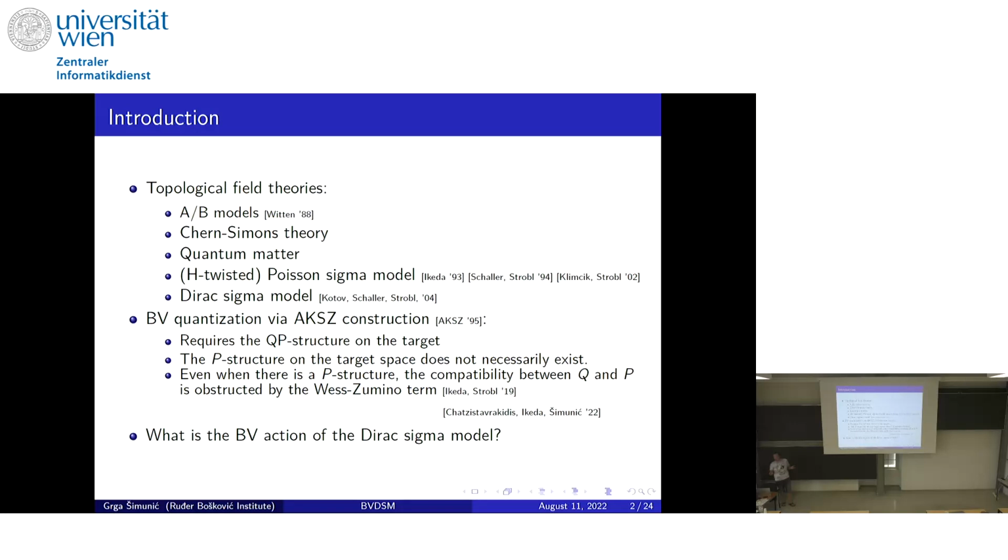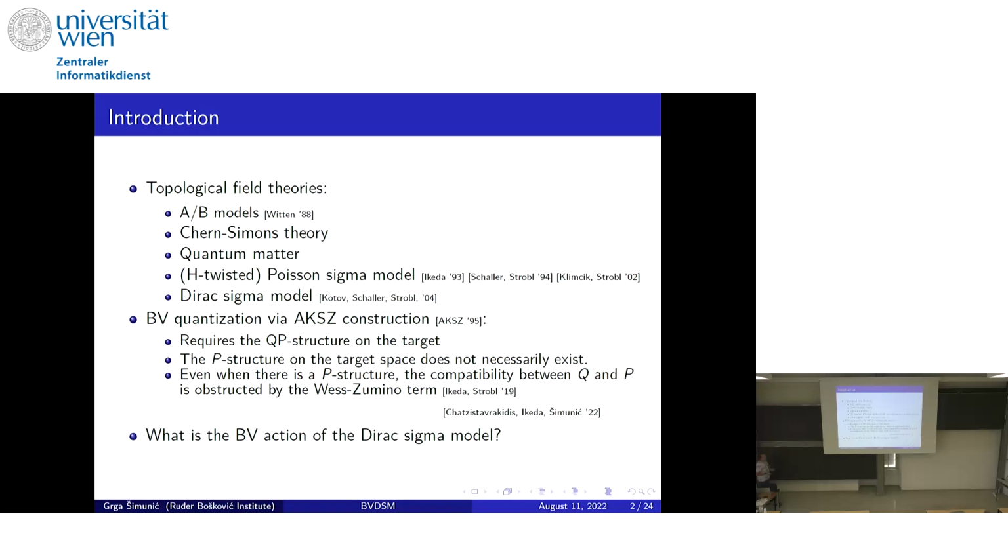While a lot of field theories do have this property, an example being the Poisson sigma model, there are also those that do not. There are various reasons why this might happen. One option is that the P structure on the target is not available. The other option is that the P structure exists, but it is not compatible with the Q structure. An example of the second one is the H-twisted Poisson sigma model, and the BV action for that was found a few years ago by Noriaki and Thomas.